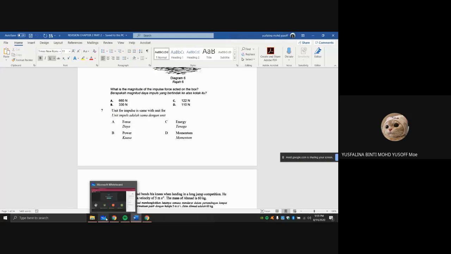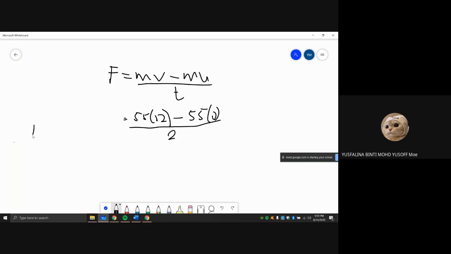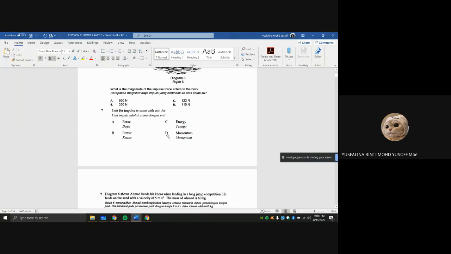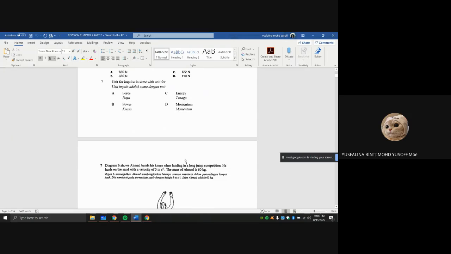Okay. So the answer is... So impulse is this formula, right? M is mass, so kg. V is velocity, so ms negative 1. Because the unit is the same, right? kg ms negative 1, they share the same unit. So this is the unit for the impulse. So the answer is mv, right? So mv is momentum. Yeah, good. So the answer is D.